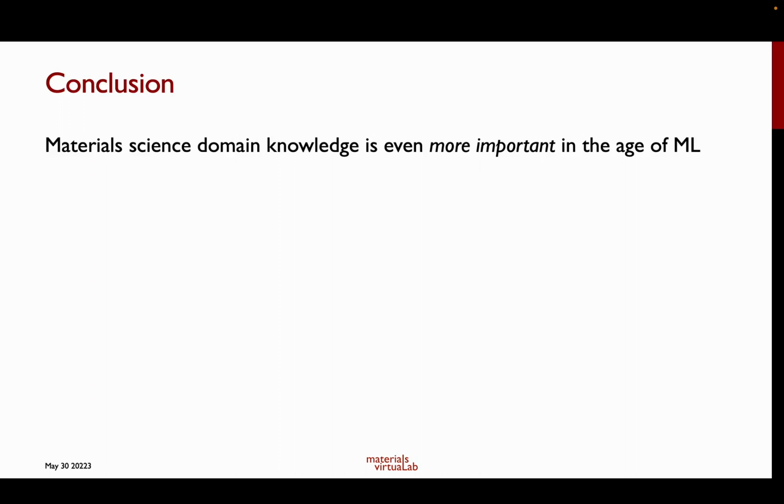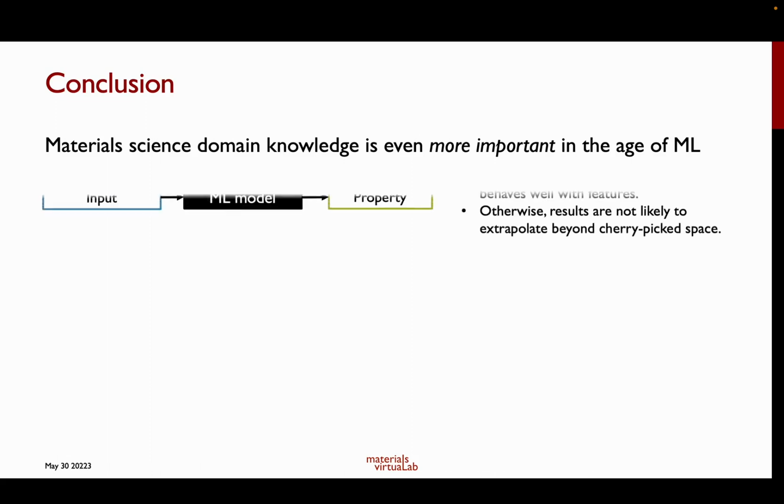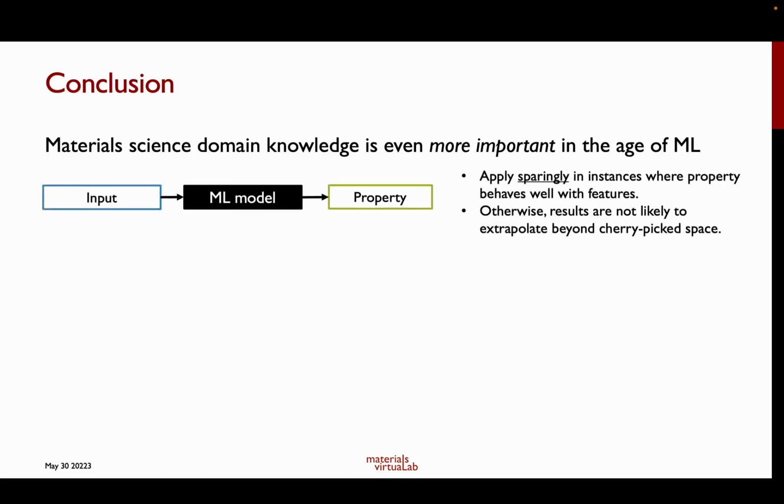All right. I want to conclude. I would say that material science knowledge is even more important, in my opinion, in the age of machine learning, because otherwise machine learning algorithms can actually lead you astray. The first type of machine learning model, where you basically just go from input to property, I would recommend people use it only sparingly and only in instances where your property actually is fairly well behaved with the input, okay? So things like ionic conductivity, where small changes in input can cause large changes in properties, those are generally not good for machine learning algorithms, okay?